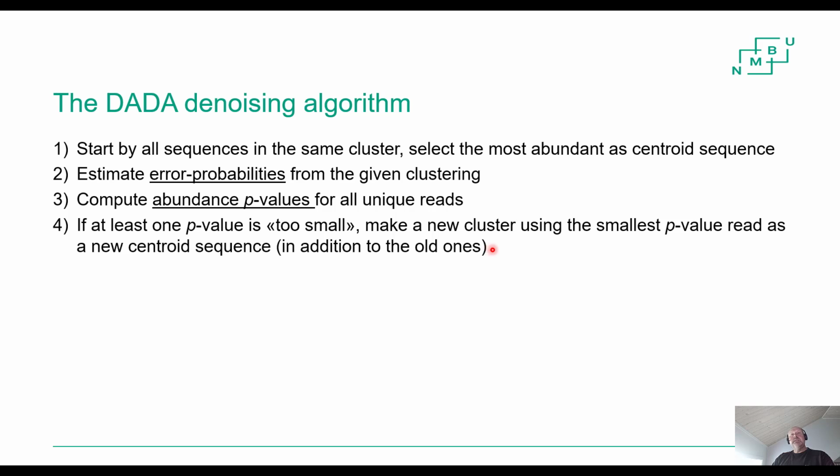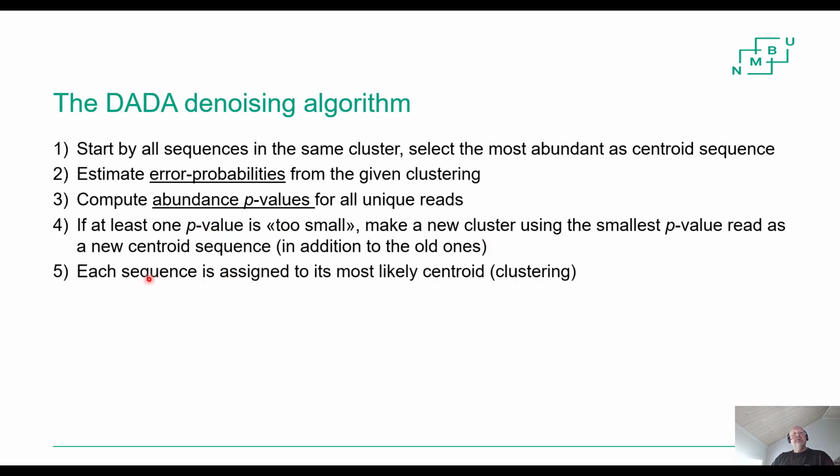You split and split and split until each sequence is of course assigned to its most likely centroid. And then you proceed here until all these abundance p-values are large enough. There should be no p-values left which are smaller than some threshold that we set from the beginning. So remember that in the similarity clustering in the previous slide, we had to set the radius, the d, right? Here we have to set the p-value, p, instead.